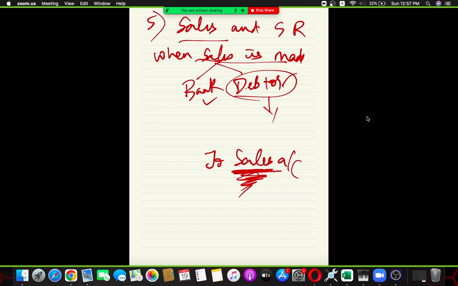Now let's come back to the sales account. In this sales account, you can either make the sales through bank or through debtor. The bank amount will be directly credited into your account. That is, in accounting terms, your debit balance will increase. Bank is what, people? Bank is your asset. Asset is what balance? Debit balance. If you are increasing your asset, you will debit it.